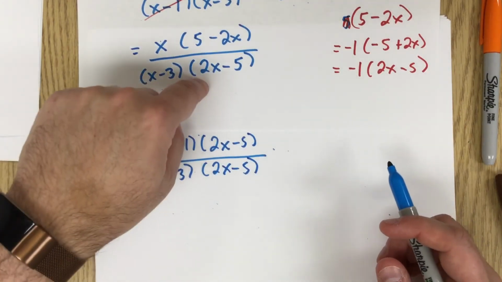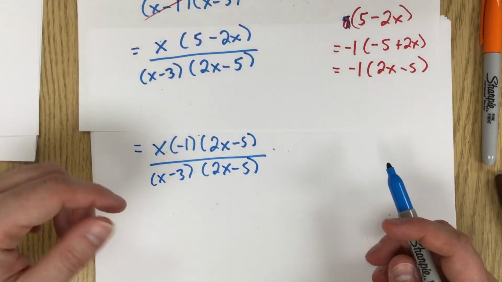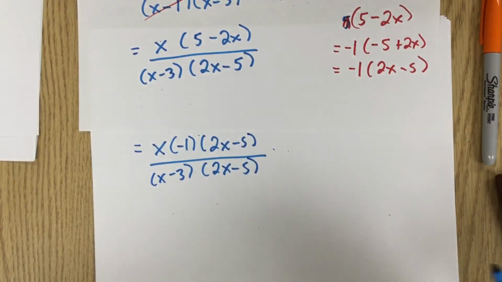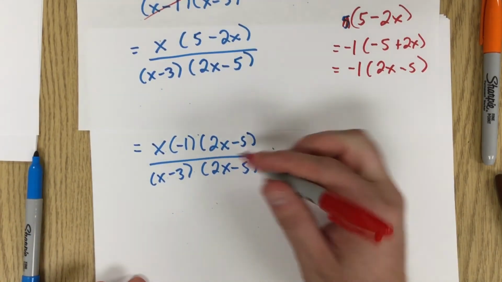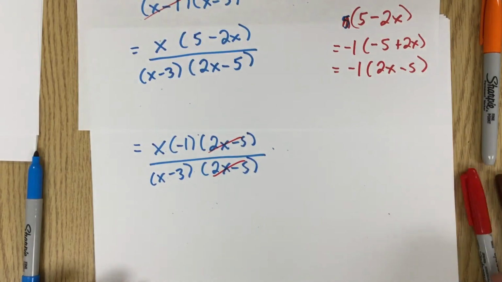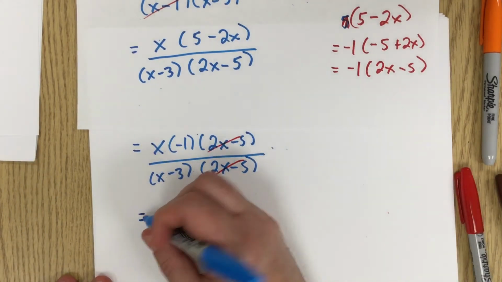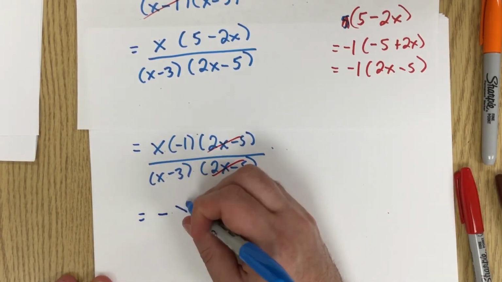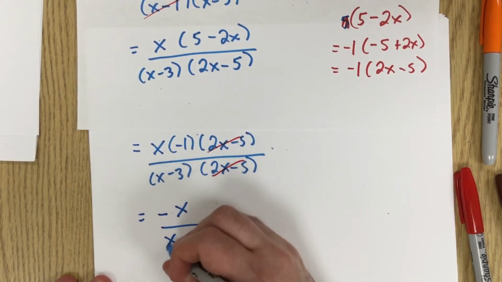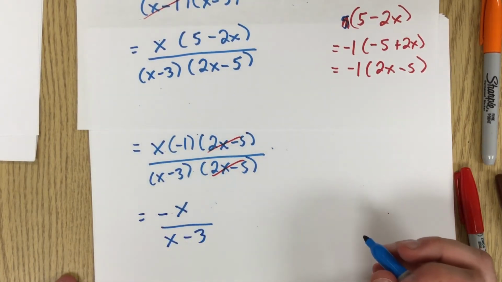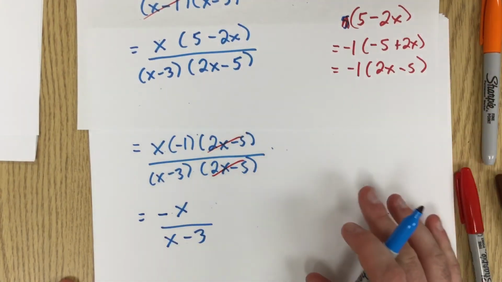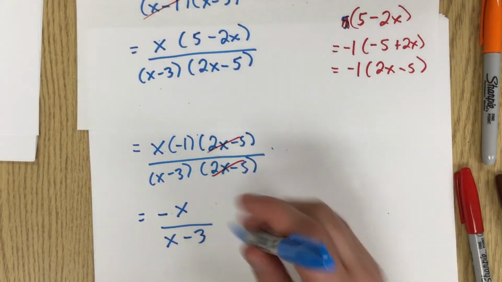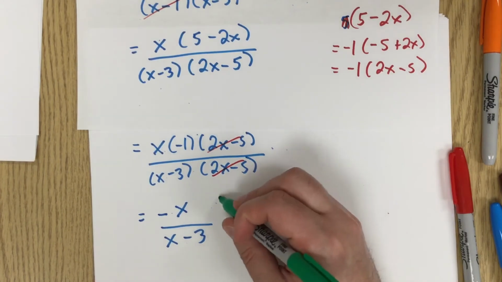And I could have done the same thing on the bottom. I could have taken a factor out of -1 and made it 5 minus 2x. And I could have canceled it that way as well. But now these two are the same, so they do indeed cancel. So we end up with x times -1 is minus x over x minus 3. And that would be the answer with restrictions. We're going to put a little star. I'm going to show you something else we could do with that after.